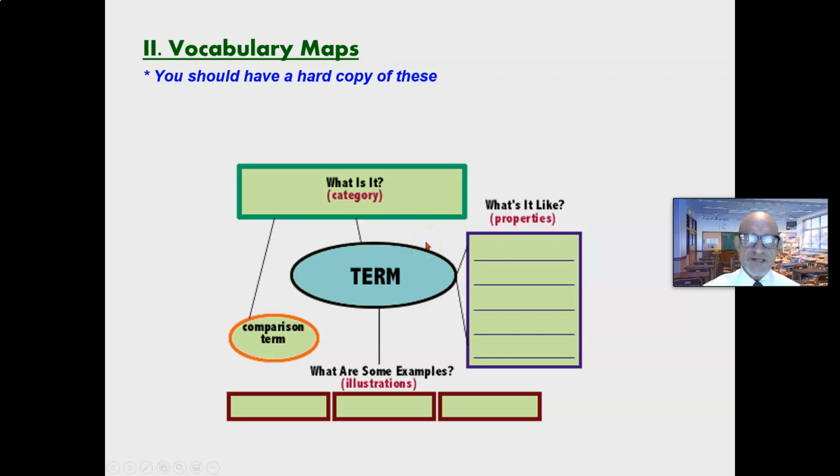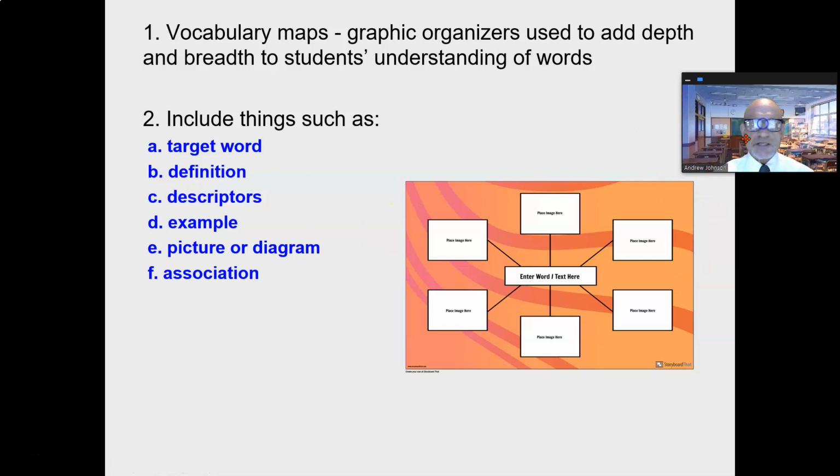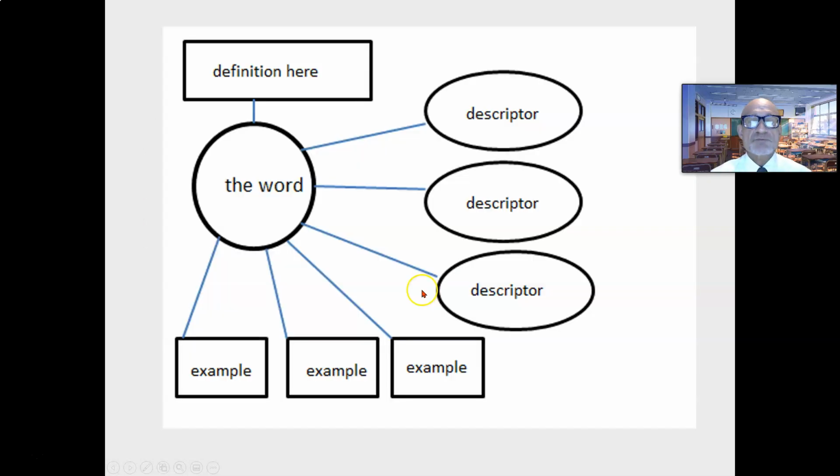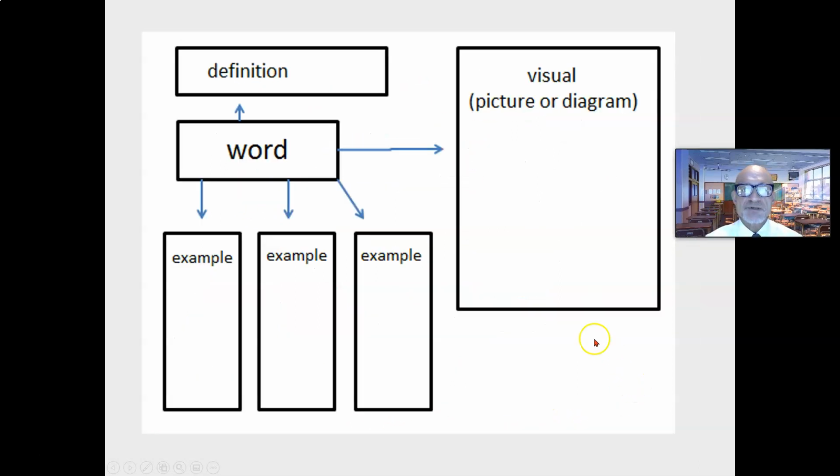Now, vocabulary maps, and I'll make sure you have a hard copy of these. There's a variety of strategies. You need to do a Google search. You'll get a lot of these, but they are graphic organizers used to add depth and breadth to an understanding of individual words. And they include things like a target word, a definition, a descriptor, an example, and I'm going to show you some specific things. For example, the word is here, define it, descriptor, an example, adopt and adapt, all right?